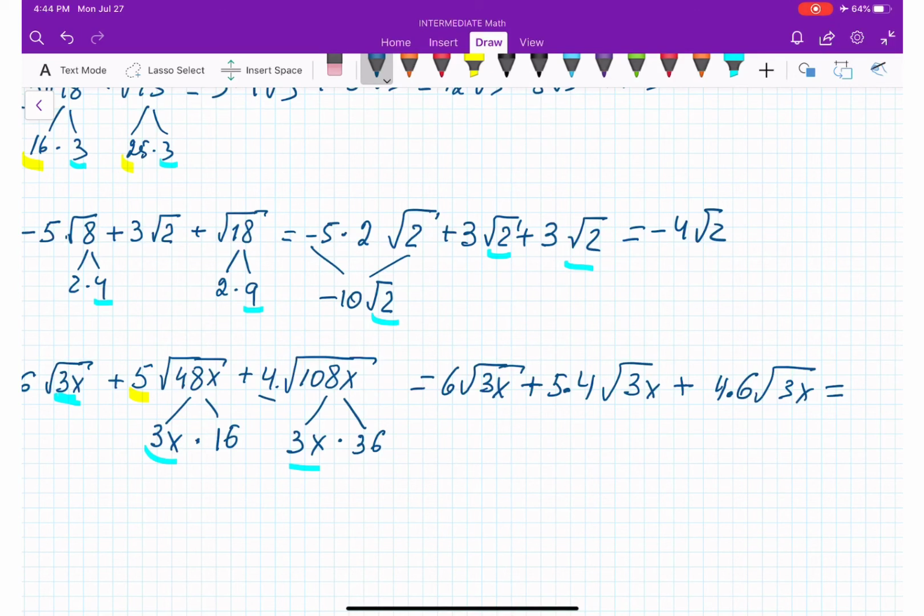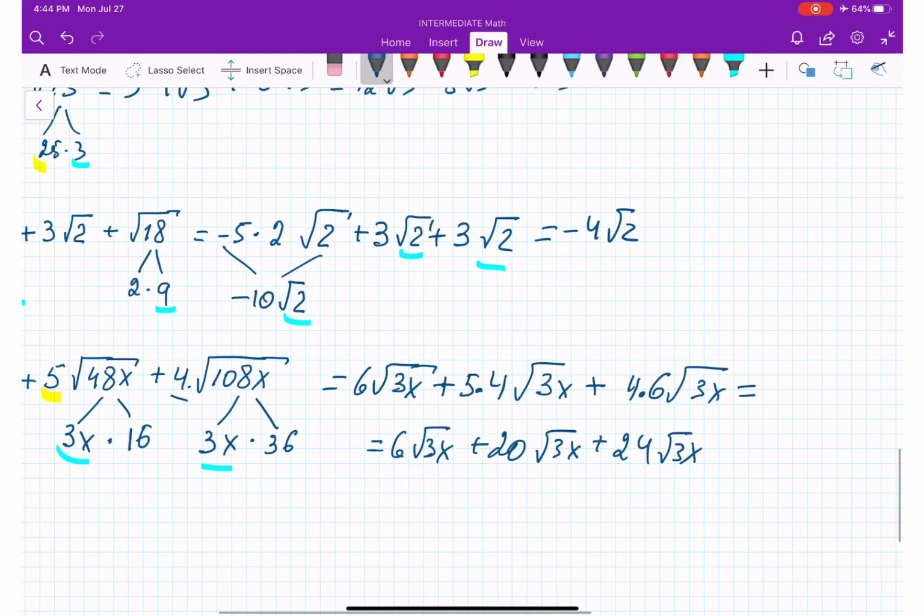Okay. Now we have it. So what do we get here? Equal 6 square root 3x plus 20 square root of 3x plus 24 square root of 3x. Okay, what do we get? 6 and 20, it's going to be 26. 26 and 24 is going to be 50. Why can we add? Because everywhere we have the same term underneath. So we said it's going to be 50, right? 50 square root 3x. And that is our answer.